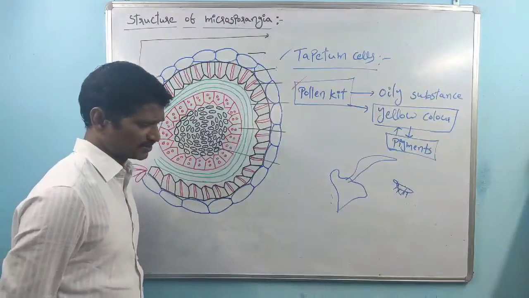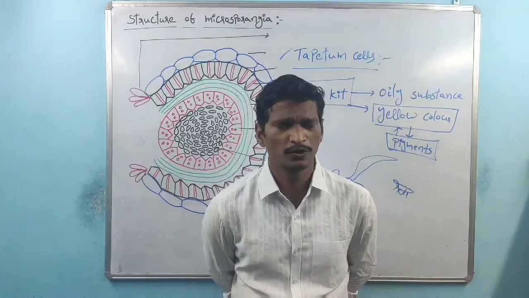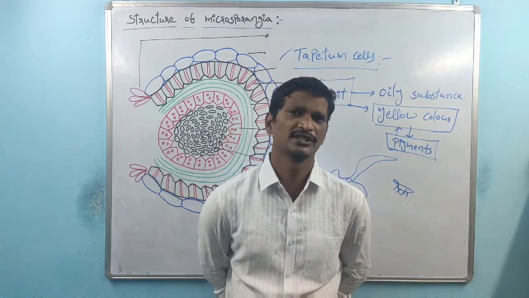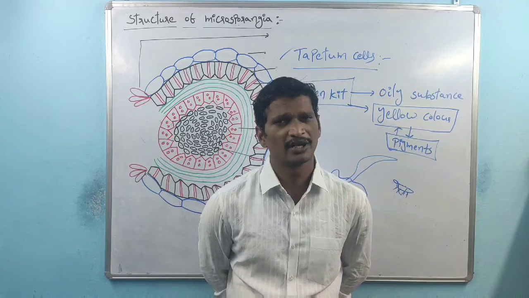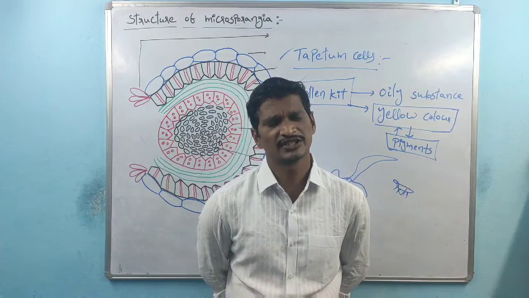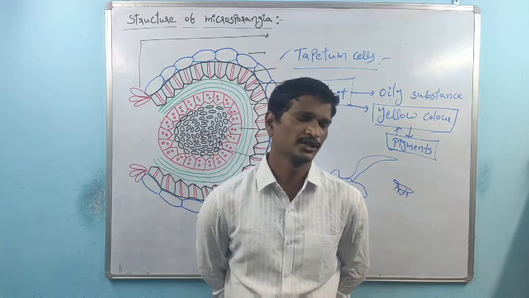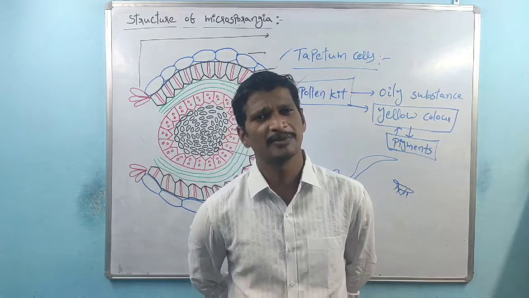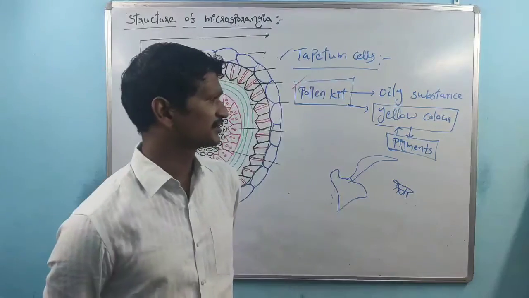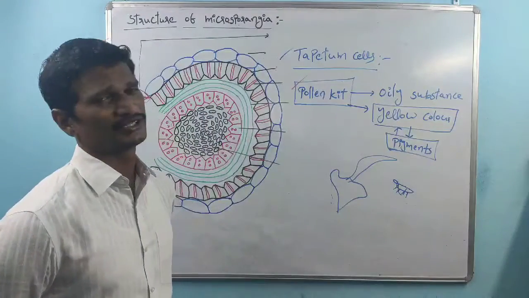Tapetum cells are especially involved in the nourishment of spore mother cells. The very first point is storage of food material or nutrients. Next point is nourishment of microspore mother cells. Next point is that sporopollenin secretion takes place; the pollen grain exine formation is done by sporopollenin, secreted by the tapetum cells. And the next one is the pollen kit, which has the oily substance and yellow color pigments, right?